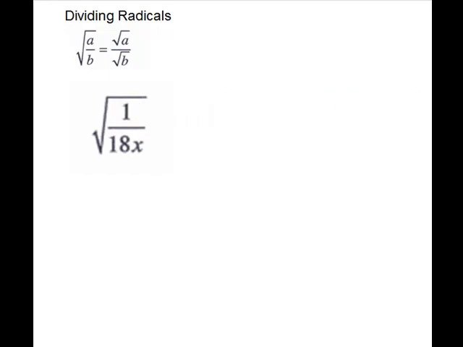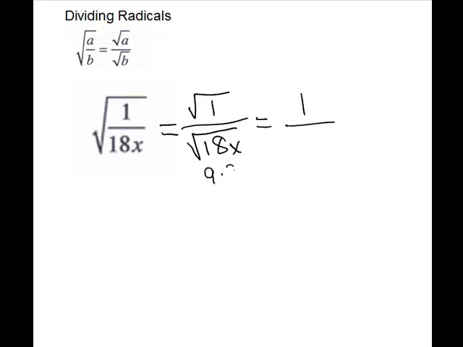Next problem, square root of 1 over 18x. I would go ahead and break that radical apart, numerator and denominator. Square root of 1 over square root of 18x. Simplify all that you can. Square root of 1 is just 1. 18 has a square in it. It is 9 times 2. You can take the square root right there, which will be a 3 to go to the outside.